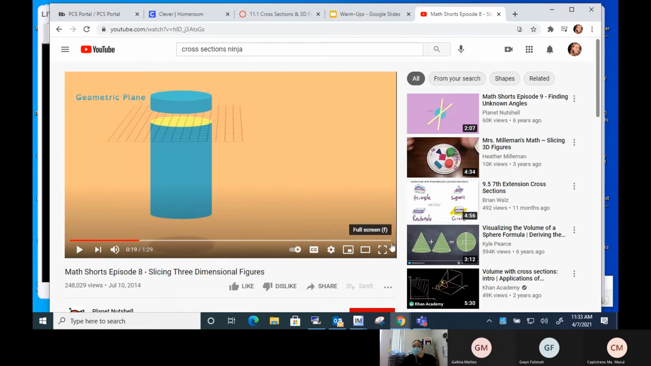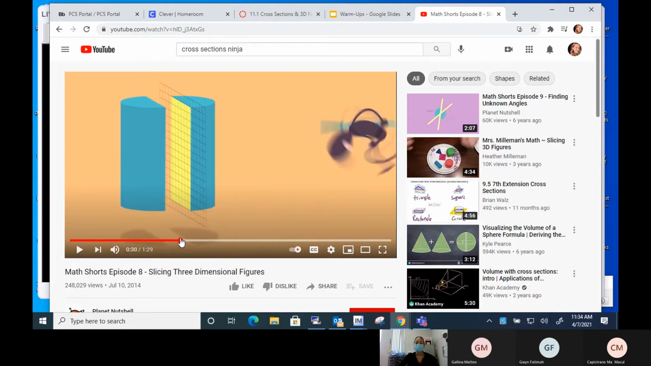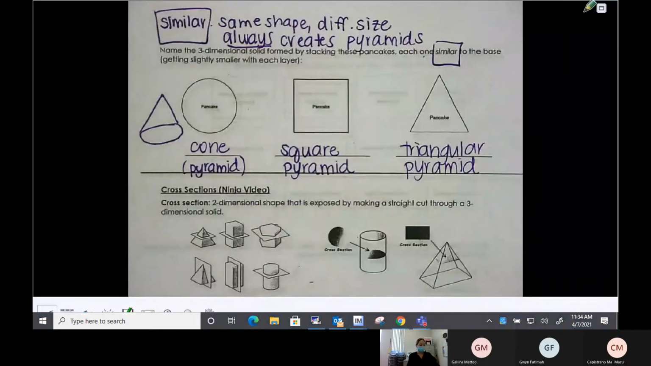So if I'm cutting a cylinder horizontally, which is parallel, what shape am I making? A circle. If I cut that same cylinder vertically, what shape am I making? A rectangle. Good. So come down here.